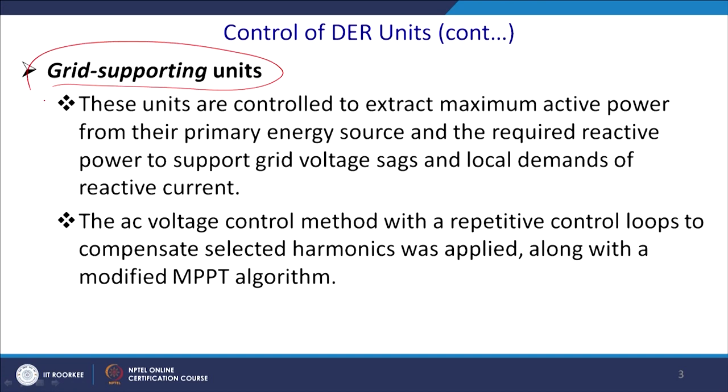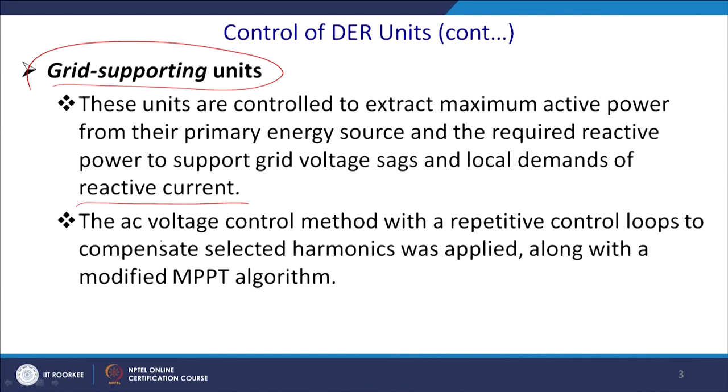In the grid connected mode, this unit is controlled to extract maximum power from the primary energy sources and supply the required reactive power to support the grid voltage sag and the local demand. So, this will help us to increase the stability of the major grid. It can act as a sag control, and it will supply whatever reactive power is required for stabilization of the grid.